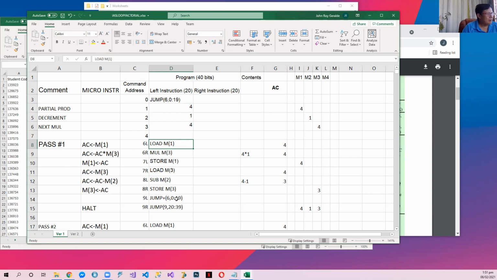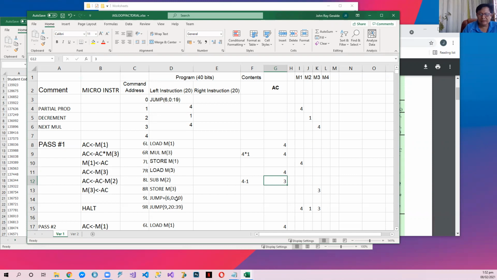All right. So we have AC receives M1. So that AC receives 4, which is our initial product. The first computation is compute for the first partial product. Mul M3. M3 is 1. So the content of the processor is 4 times 1. AC receives 4. And then we have store M1. So our first partial product is 4. And we load M3 because the next step is to compute for the next multiplier. Sub M2. So we have 4 minus 1 because M2 is a 1. So AC becomes 3 at this point.